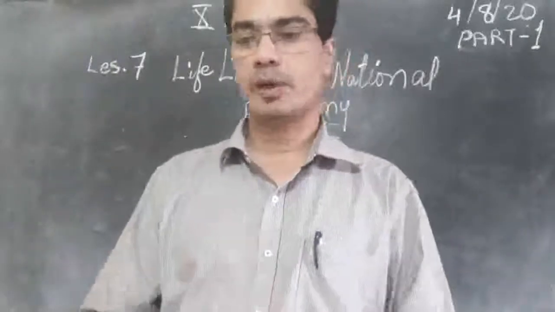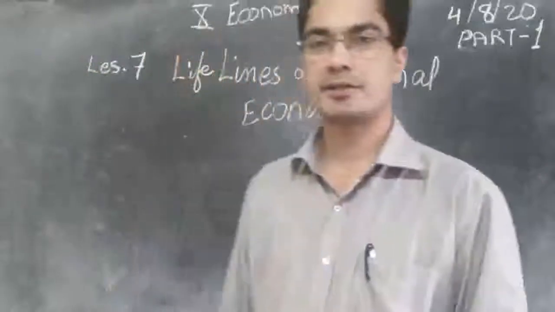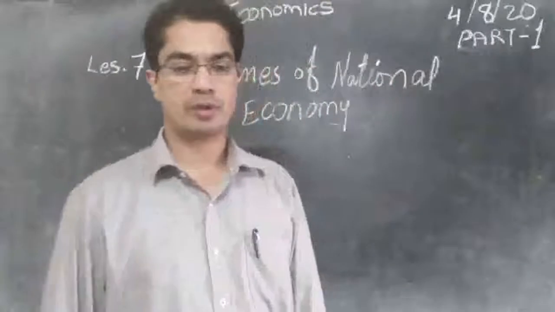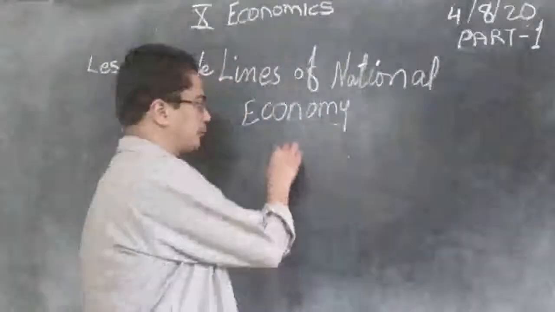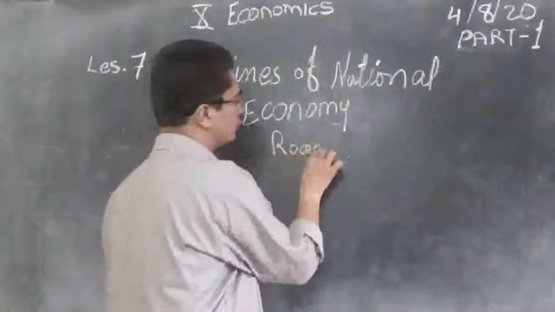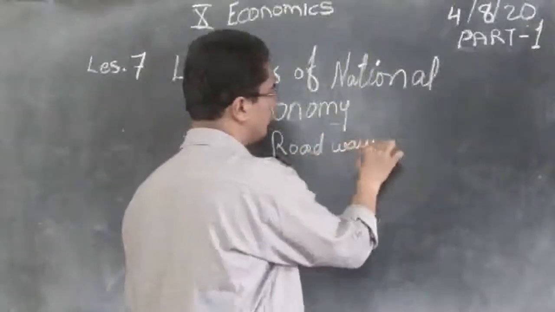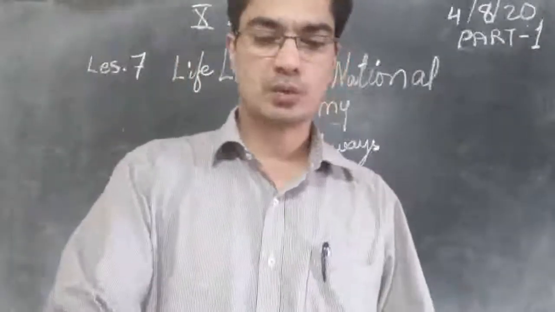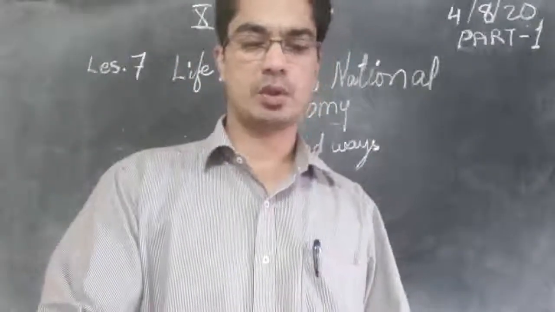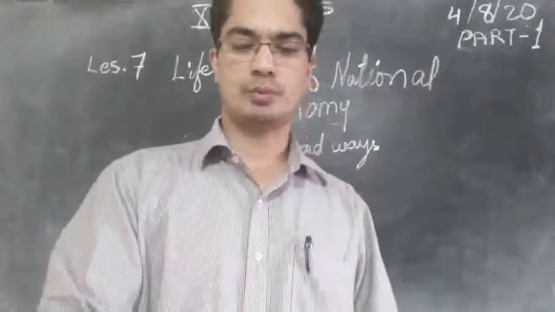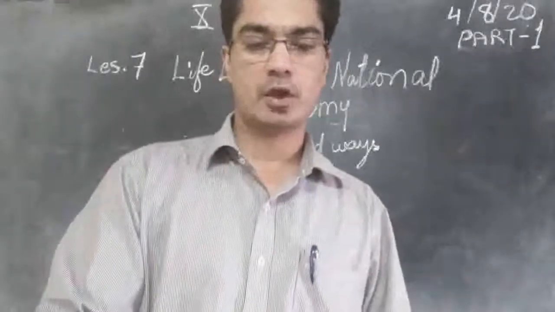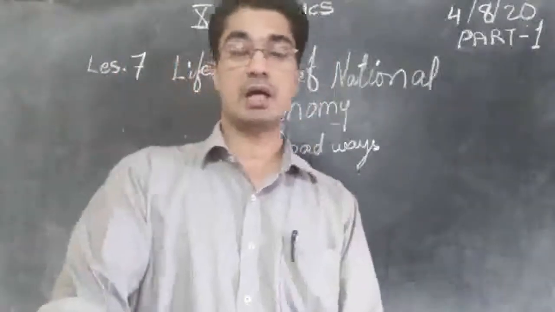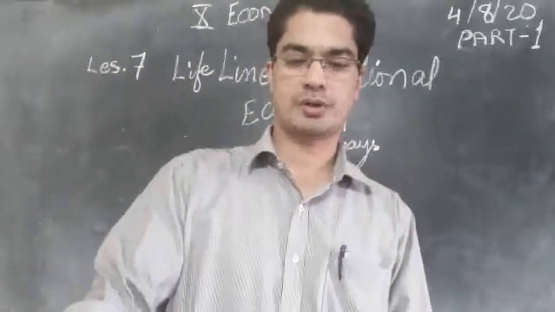So now let us see one by one. Let us see about the transport first. Afterwards we will see about communication. So among the transports, the most important one is roadways. And India has one of the largest road networks in the world, aggregating to about 2.3 million kilometers at present. So India has got one of the largest networks of roads in the world.